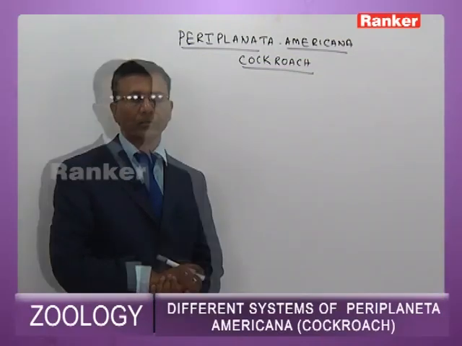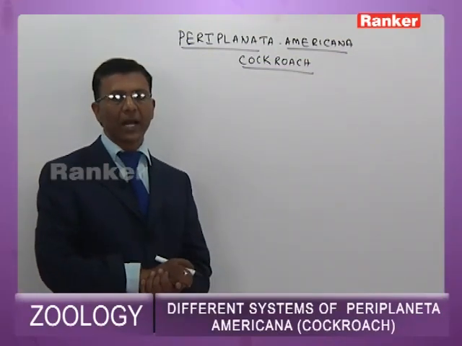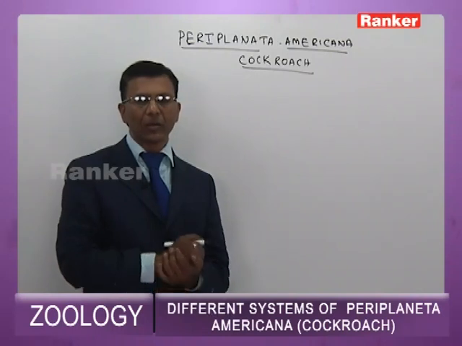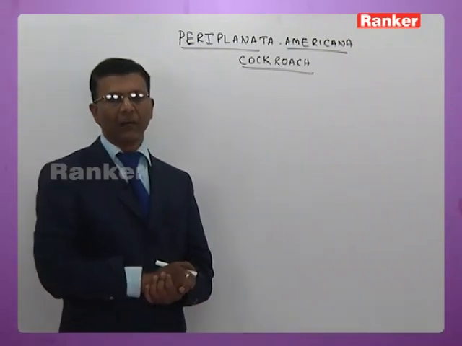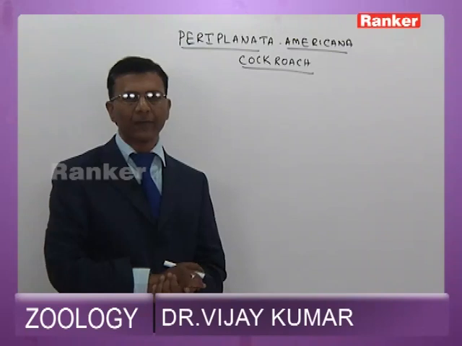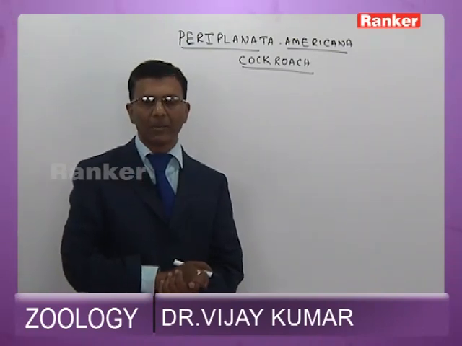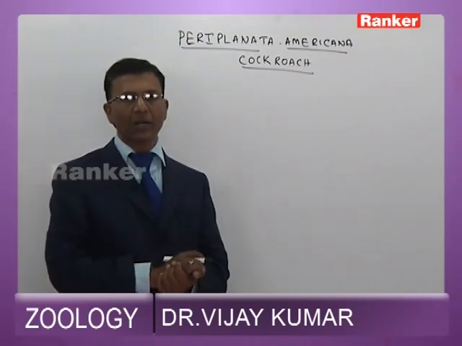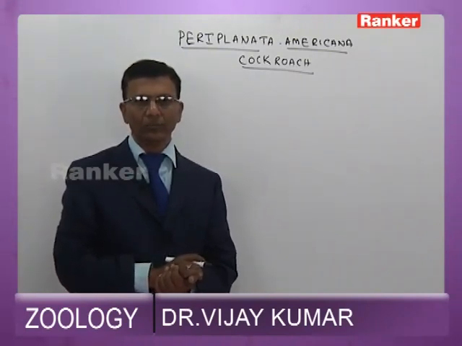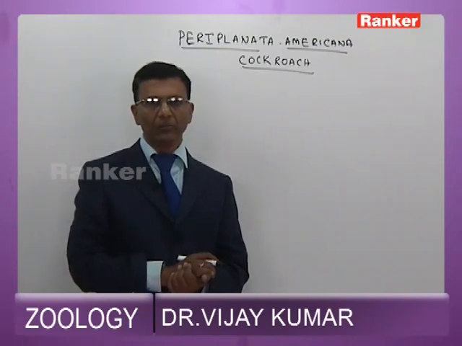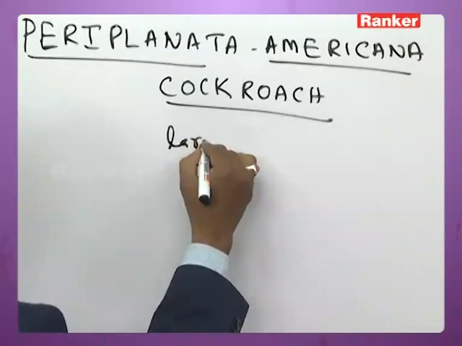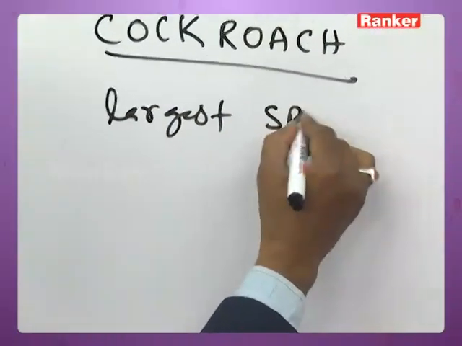We shall talk about the important systems of Periplaneta americana. You have the digestive, circulatory, respiratory, excretory, nervous and reproductive systems, in detail for the NEET syllabus, and at the same time even for EAMCET, COMEDK and all other exams. I shall give you a few important points with regard to its morphological features, then later on we will switch over to its systems.